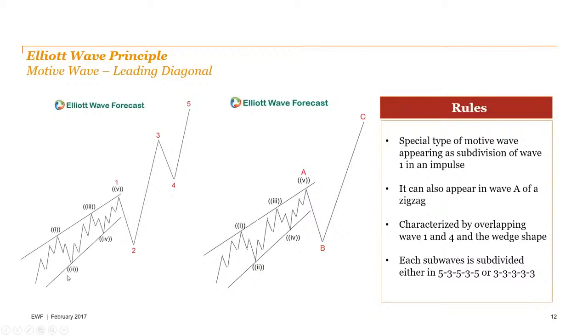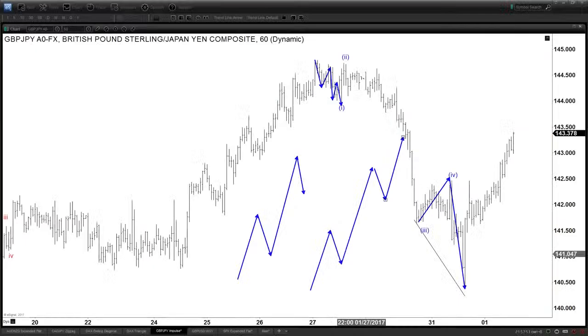Leading diagonal is in the beginning of the move. In a 5 waves move, you see a 5 waves subdivision, but then instead of an impulse, you notice how it is looking like a wedge, and then the subdivision here can be a 5, 3, 5, 3, 5, like this example, or it can be a 3, 3, 3, 3, 3. So this could be 3 waves, 3 waves, 3 waves, 3 waves, and that's what we call leading diagonal.